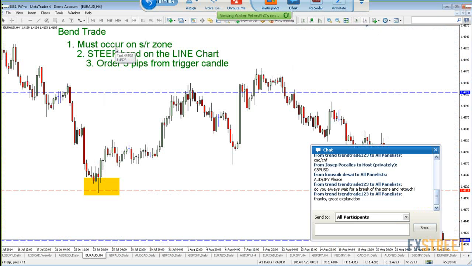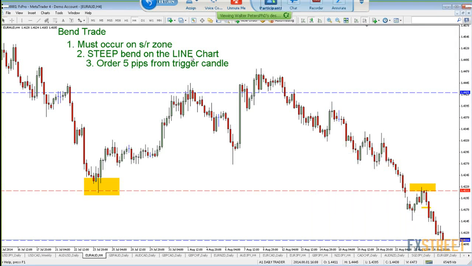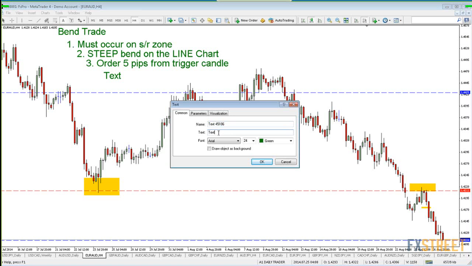So there's the rules, guys. Must occur on the zone, steep bend on the line chart, which means you're going to get a really strong close on a big candle. That close has got to move far away, otherwise you won't get that sharp line. And then the order is 5 pips from the trigger candle. And the stop, I'll put this on here as well for you, is on the other side of the trigger candle. Okay? And that is the Ben trade.